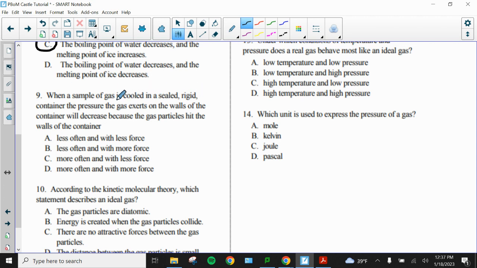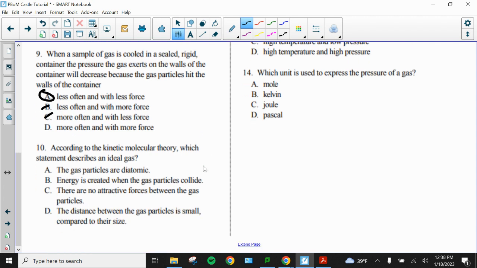When a sample of gas is cooled, the pressure of the gas on the walls of the container, ready, go: less often with less force. So if I were to go opposite, if I were to heat it up, I would hit more often with more force. So if I cool it down, it has to go less often with less force. These two in the middle where they're mixed, no chance. You can't. This is one. If one goes up, the other one has to go up.